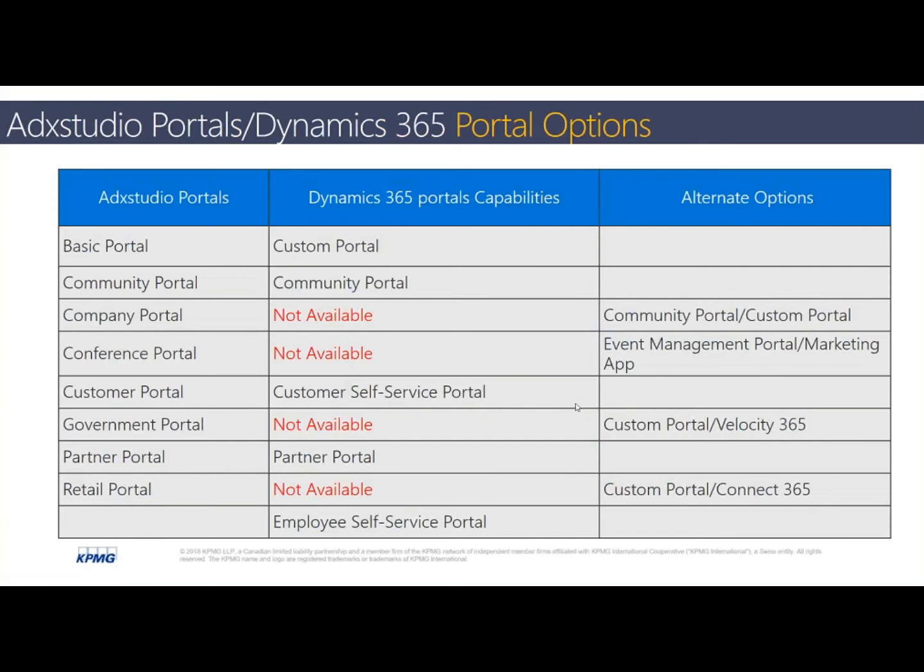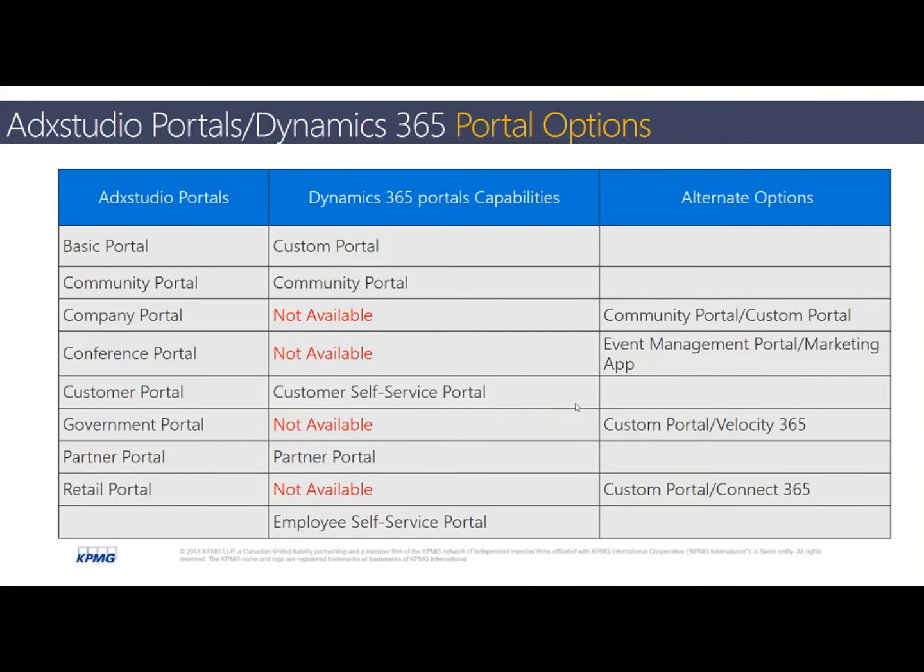All right. So let's do a comparison, because the focus of this session is more about how to do the upgrading. Adxstudio Portals had 8 different flavors, so 8 different websites: basic, community, company, and many others. Dynamics 365 Portals came up with 5. So there were 3 obvious ones which were missing. They were company portal, conference portal, government portal, and retail portal. Now, in case you are on a company portal, you should be looking at moving to a community portal or a custom portal.